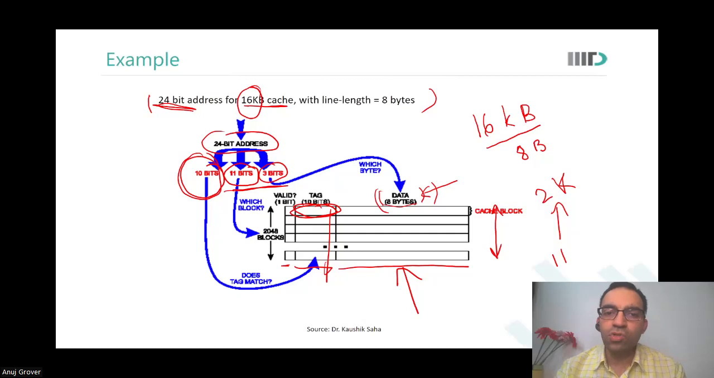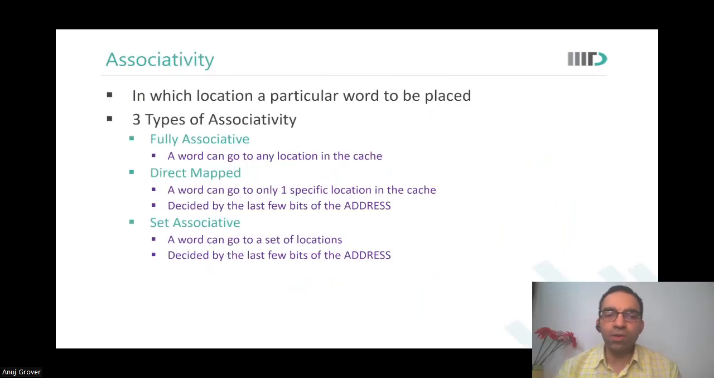Okay. So now, as I said, this is what we are looking at, direct mapped. There are other kinds of associativity. One way we could say, okay, there is this L1 cache, you store the data anywhere. And then there is also set associative, where we say a word can go to a set of locations decided by the last few bits of the address.